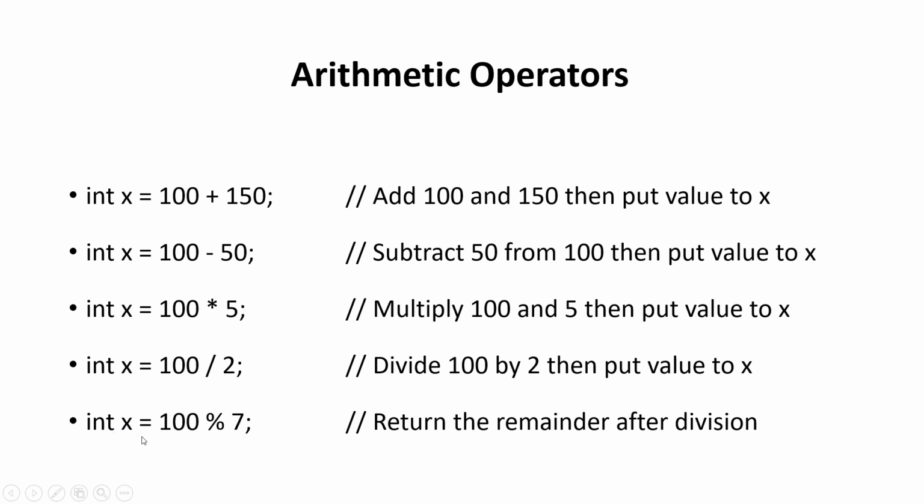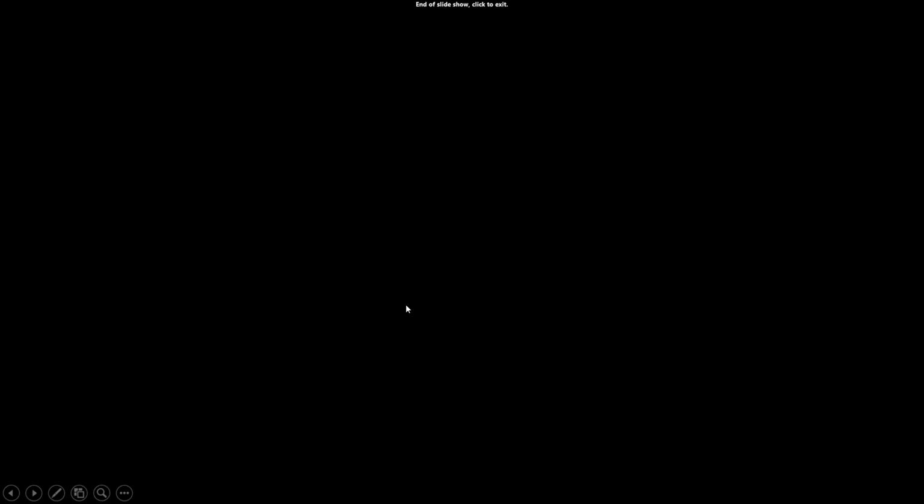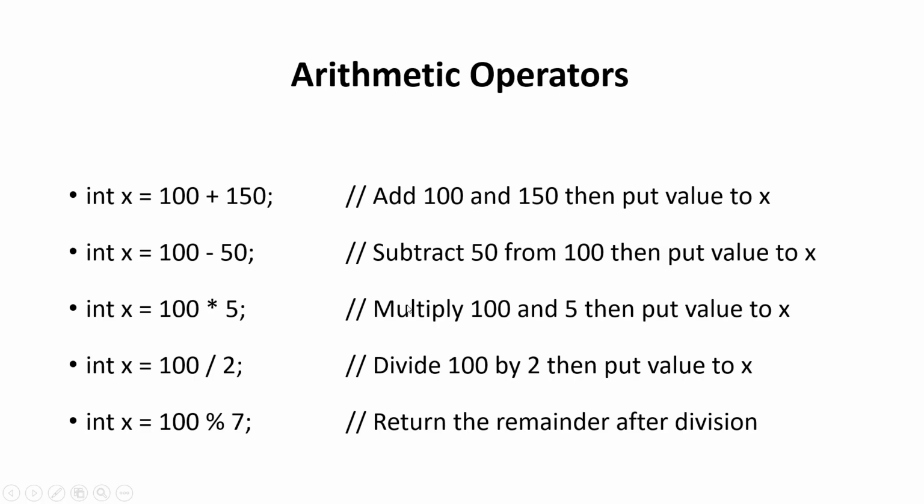If we do int x equal to 100 modulus 7, it will return the remainder after division. It will divide 100 by 7 and it will return the remainder. So that's all for today.